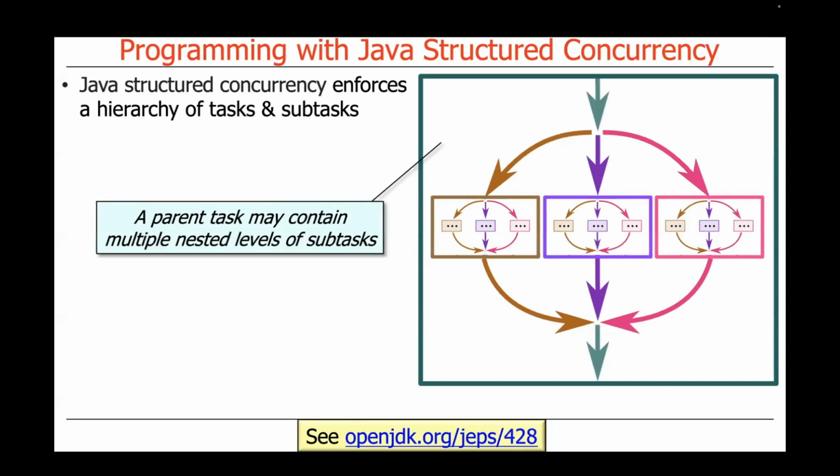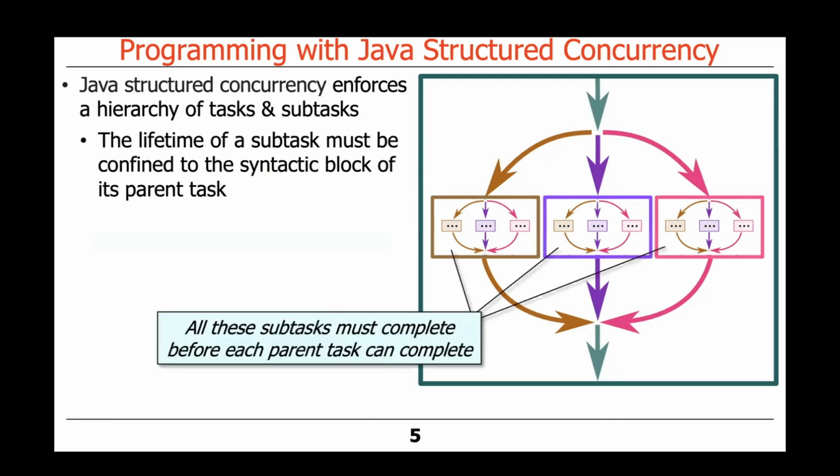As we saw in the overview, Java's structured concurrency model enforces a hierarchy of tasks and subtasks. And as you can see here, the parent task can have multiple nested levels of subtasks. It doesn't have to just be one level. And some of the examples we'll look at actually demonstrate that ability to have multiple levels of nesting. However, the lifetime of a subtask is always confined to the syntactic block of the task that creates it, which is known as its parent task. And all of these subtasks must complete before the parent task can complete. That's another virtue of doing things using this particular model.